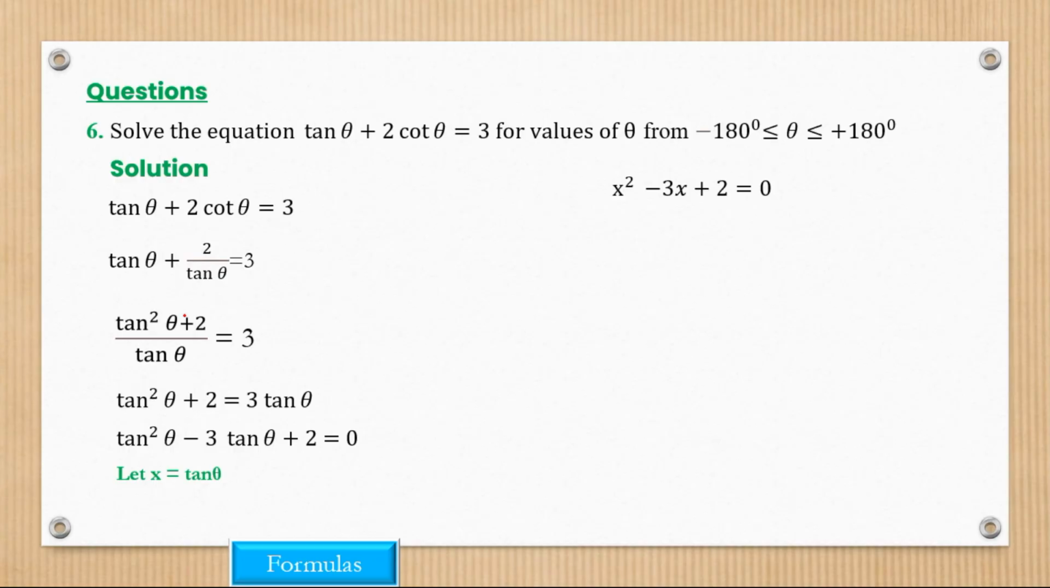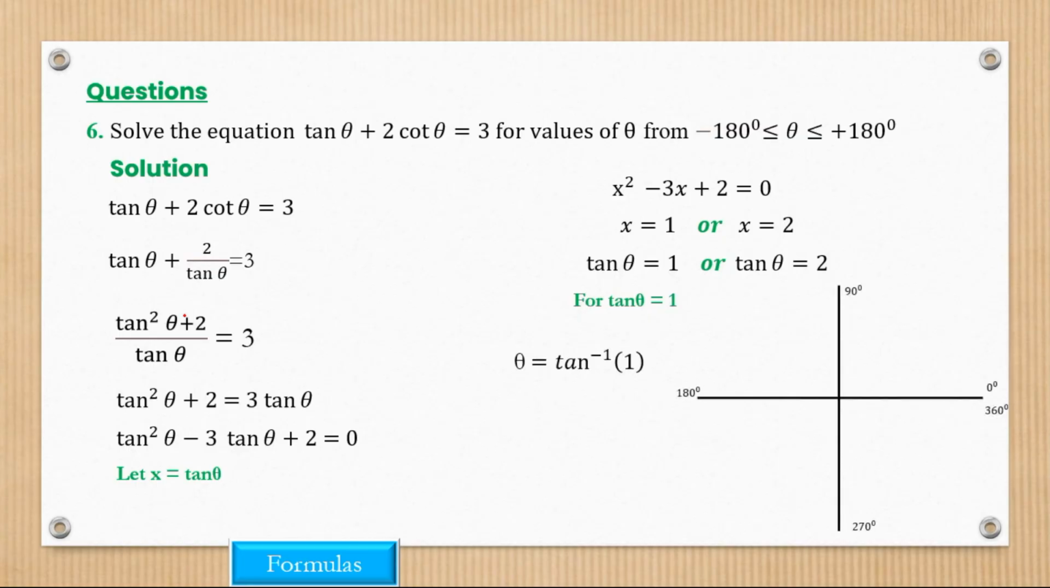I prefer using a calc to speed up the process. Then I'll have x as being equal to 1 or x being equal to 2. So that means tan theta is either equal to 1 or tan theta is equal to 2. So for tan theta equal to 1, we can see that tan inverse of 1 is 45. So I'll have 45 in regions where tan is positive. And where is tan positive?